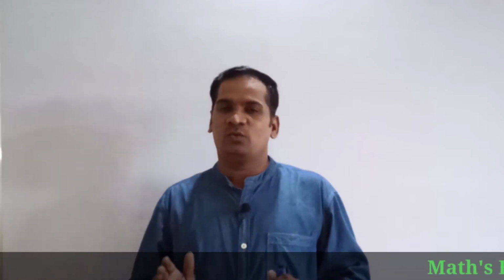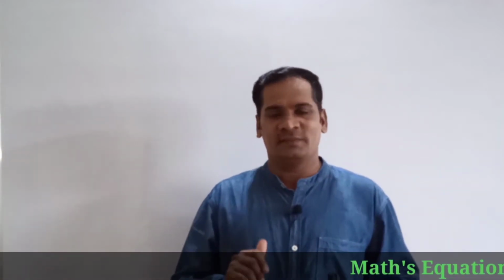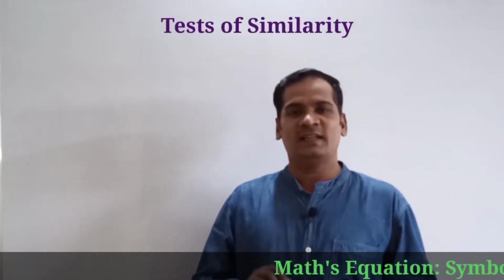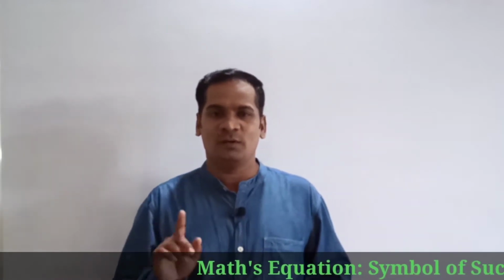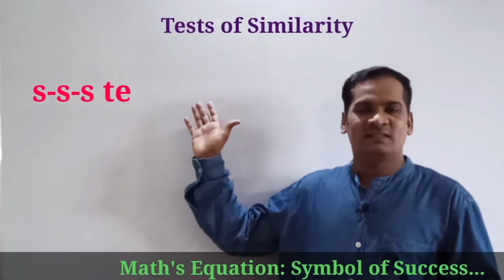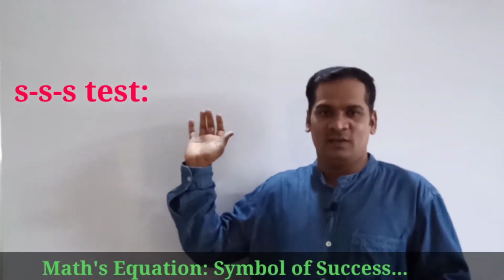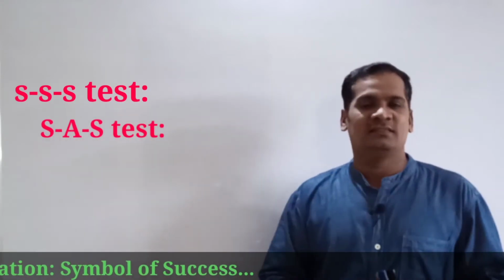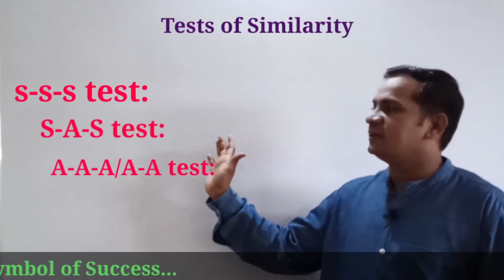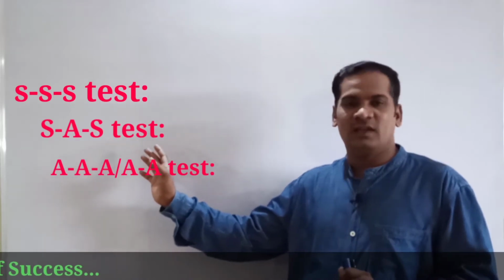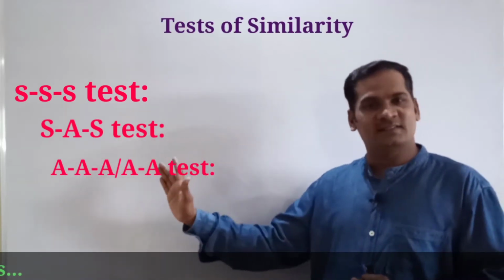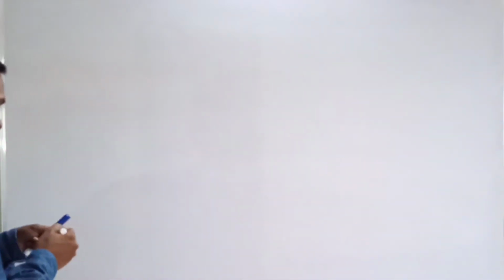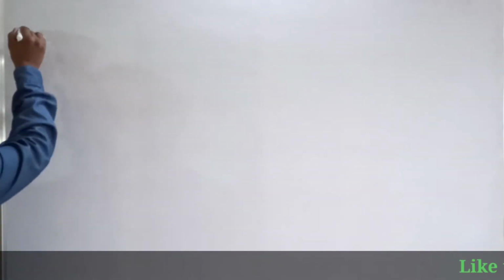Before starting practice set number 1.3, we are going to discuss the tests of similarity. There are three tests of similarity. One of them is the side test, the second one is the side angle side test, and the third one is the angle test. Let's discuss the first test, that is the side test.